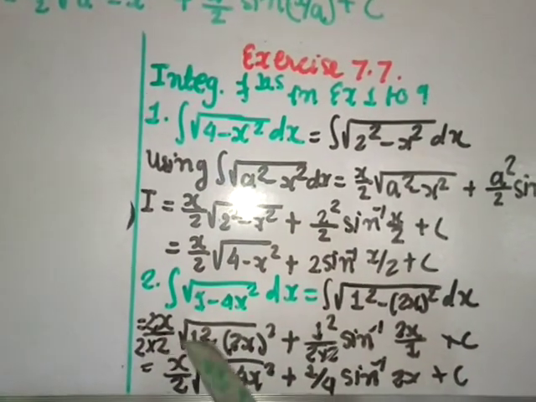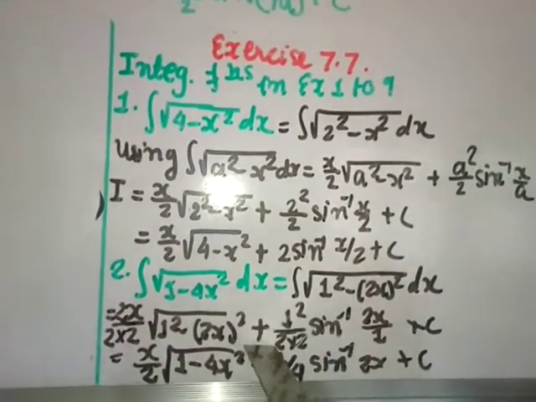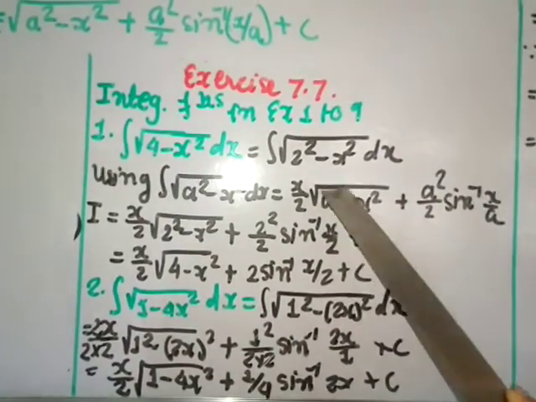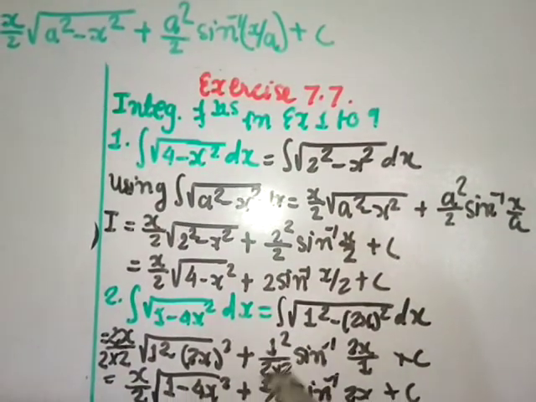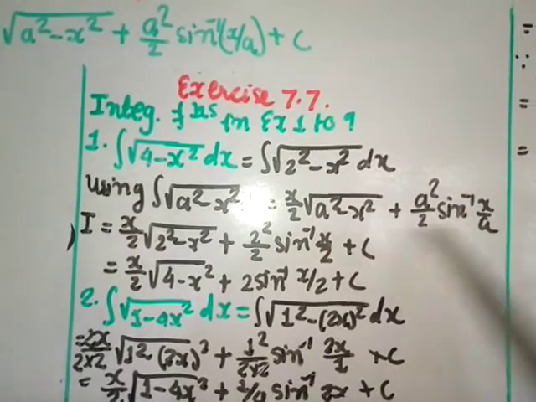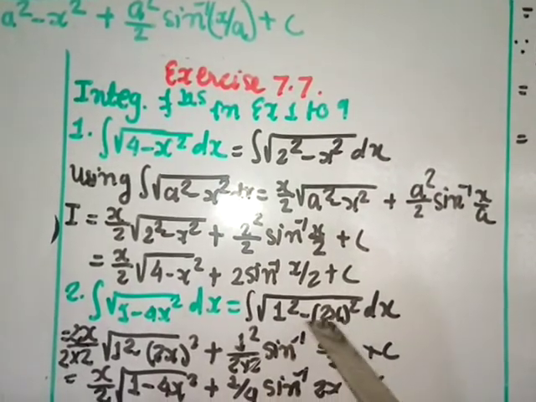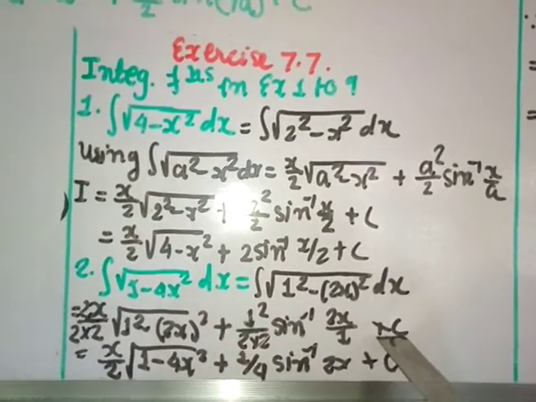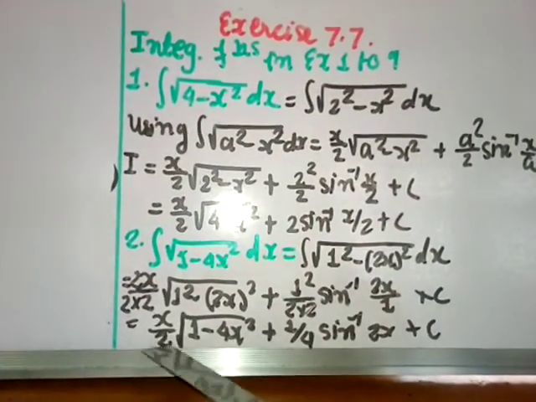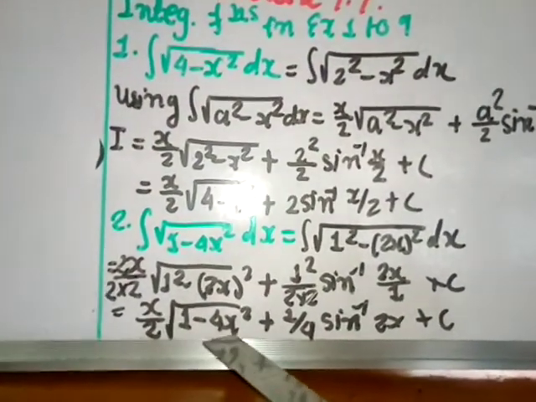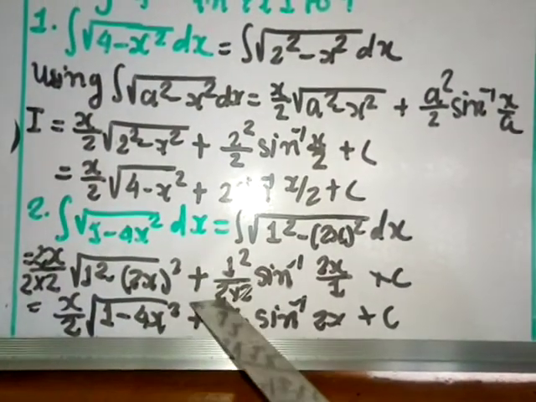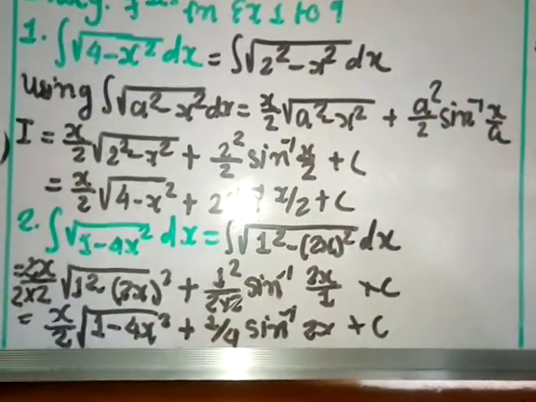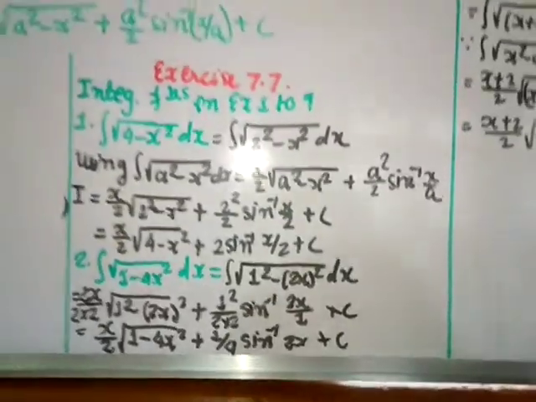In the square root, 1 square minus 2x whole square plus a square by 2, so a square means 1, here 1 square by 2 sine inverse x by a, so sine inverse of 2x and a is 1, and the coefficient of x is 2, so divide by 2, plus c. So here 2 2 cut, so you get x by 2 square root of 1 minus 4x square plus 1 by 2 into 2, that is 4, sine inverse 2x plus c. So that is the answer for question number 2.